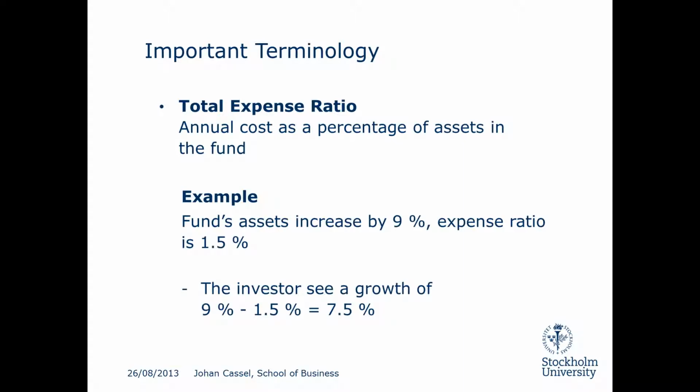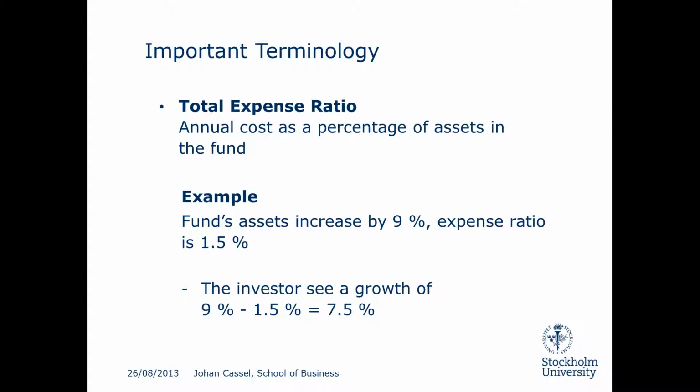But it works like this: if you have a fund asset increase by 9% during the year, and they have an expense ratio of 1.5%, then the investor would see a growth of only 7.5% during the year. So the expense ratio is reducing the gain that you get from the fund. And the front-end load was a cost that only occurred when you enter the fund. The expense ratio, on the other hand, is something that comes back year after year after year. So a high expense ratio will be worse in the long run, whereas a high front-end load is quite severe if you're going to stay in the fund only for a very short period of time.